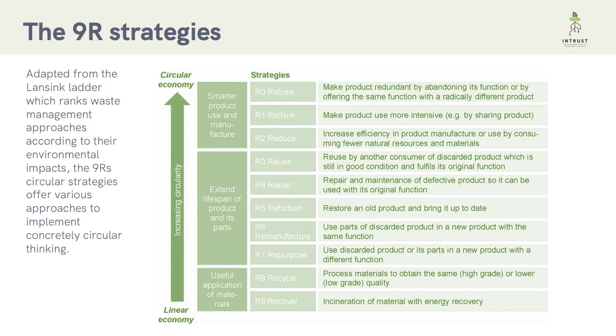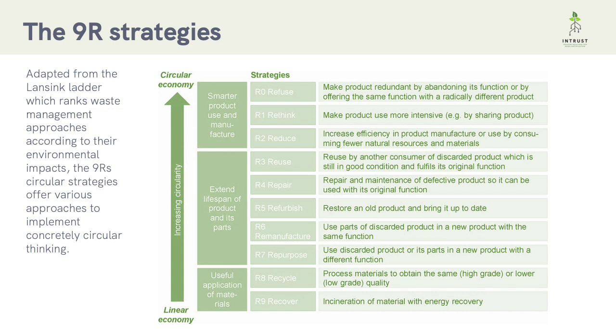You may also be familiar with the 3R strategies: reduce, reuse, recycle. While in recent years, additional R strategies have been added to clarify and prioritize which strategies should be implemented to become more circular. These different strategies are classified in 3 groups: smarter product use and manufacture, extend lifespan of products and its parts, and finally, useful application of materials.